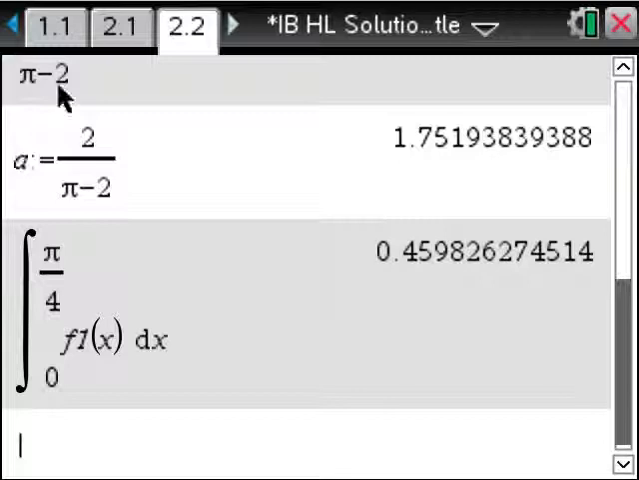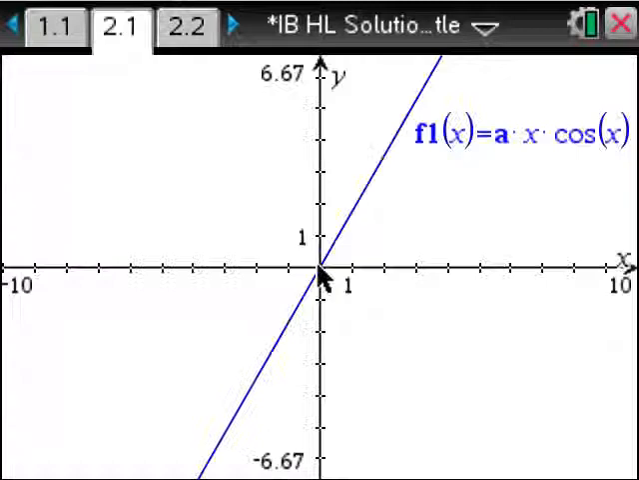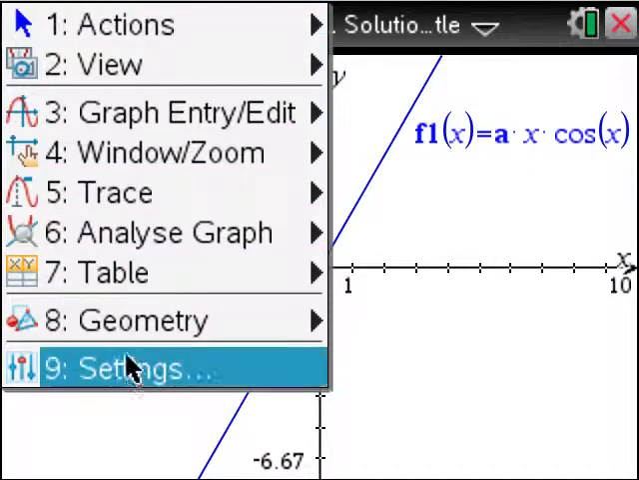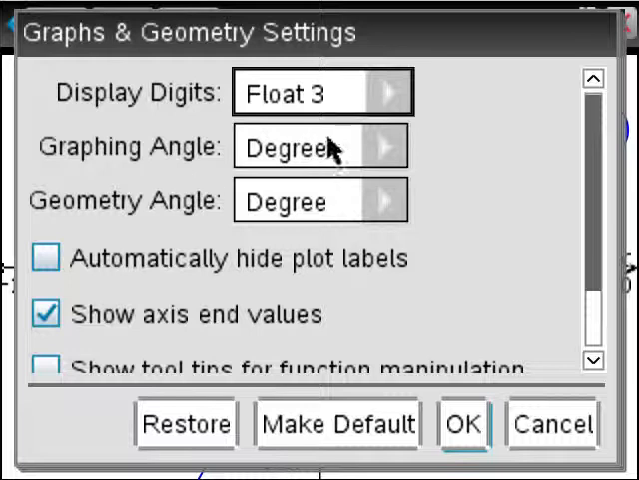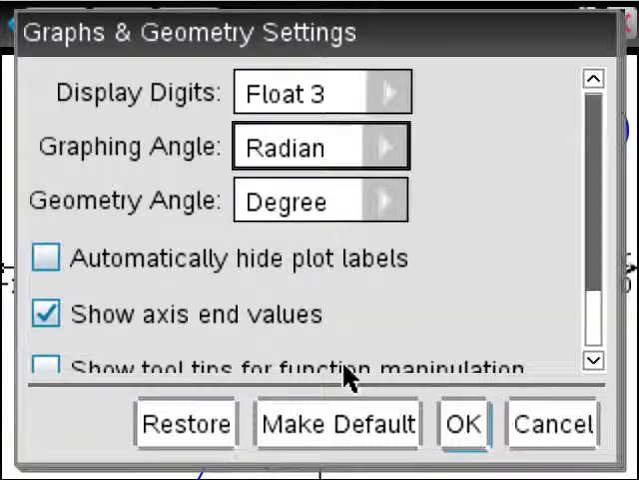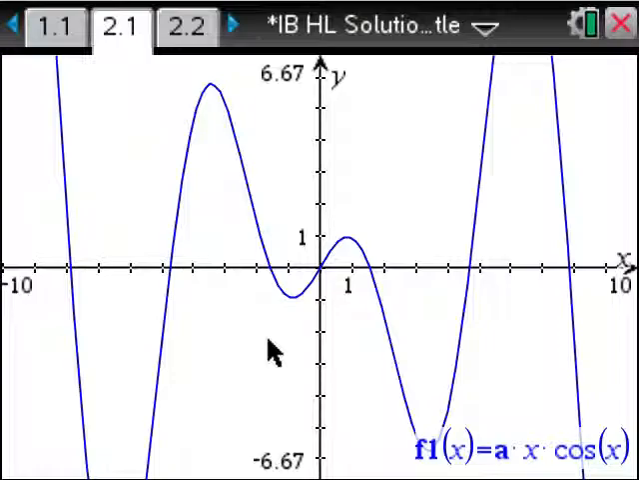Now because I've got the value for a now defined, if I go back to my graph I can now start seeing the graph there because it now exists because we have a value for a. I want to make sure that my graphing angle is also in radians, so I'm just going to do menu, settings, and my graphing angle is in radians there, and we'll make that a default and click OK. And that's what this function looks like, but we're only interested in the section between 0 and pi by 2.